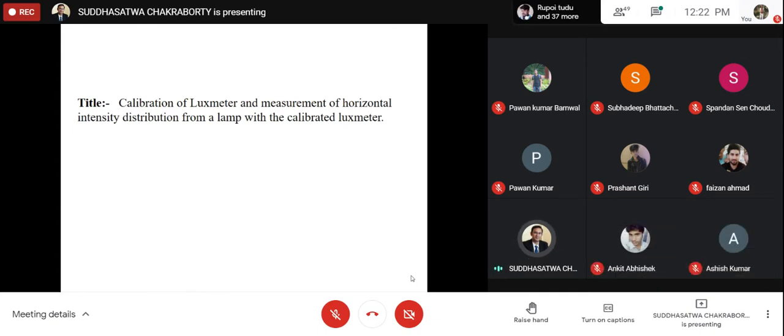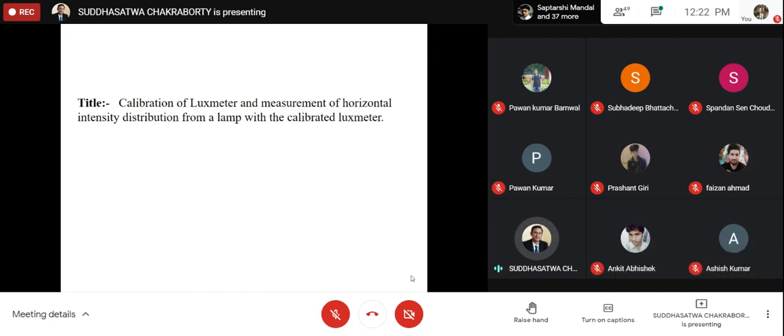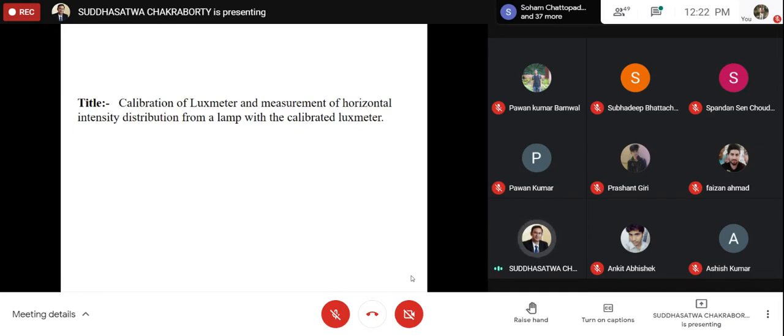How can we define luminous intensity then? Luminous intensity is defined as solid angular flux in a given direction. Our concern is to measure the horizontal luminous intensity distribution from a light source, using a calibrated lux meter. So what is a lux meter? The lux meter is a device which is used to measure illuminance.